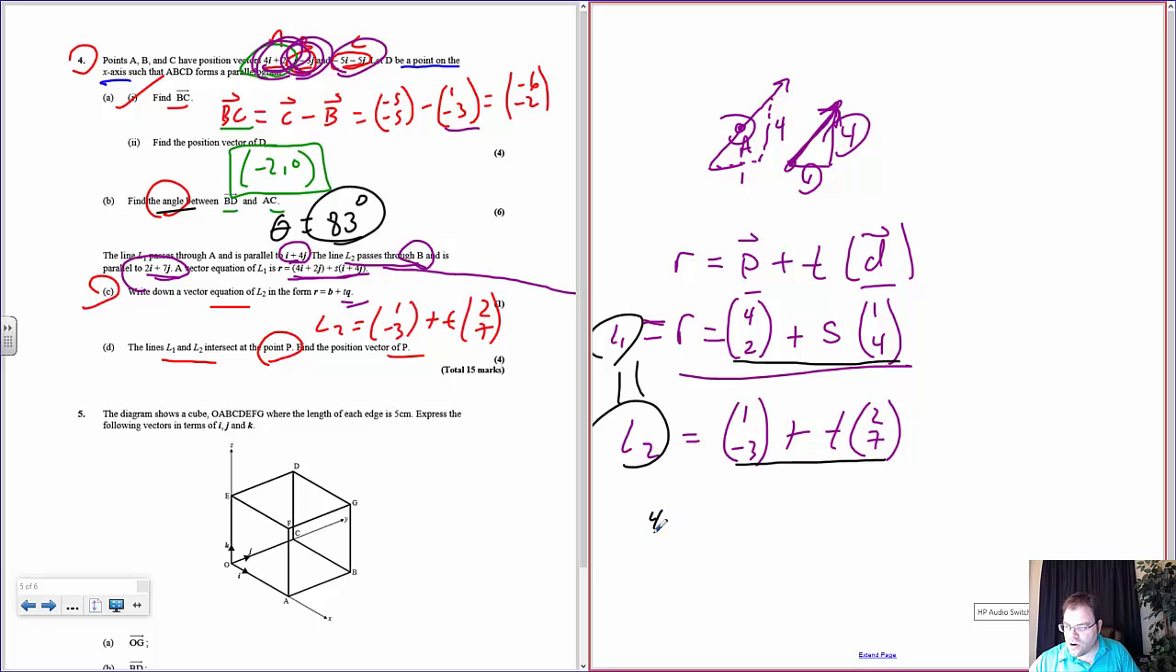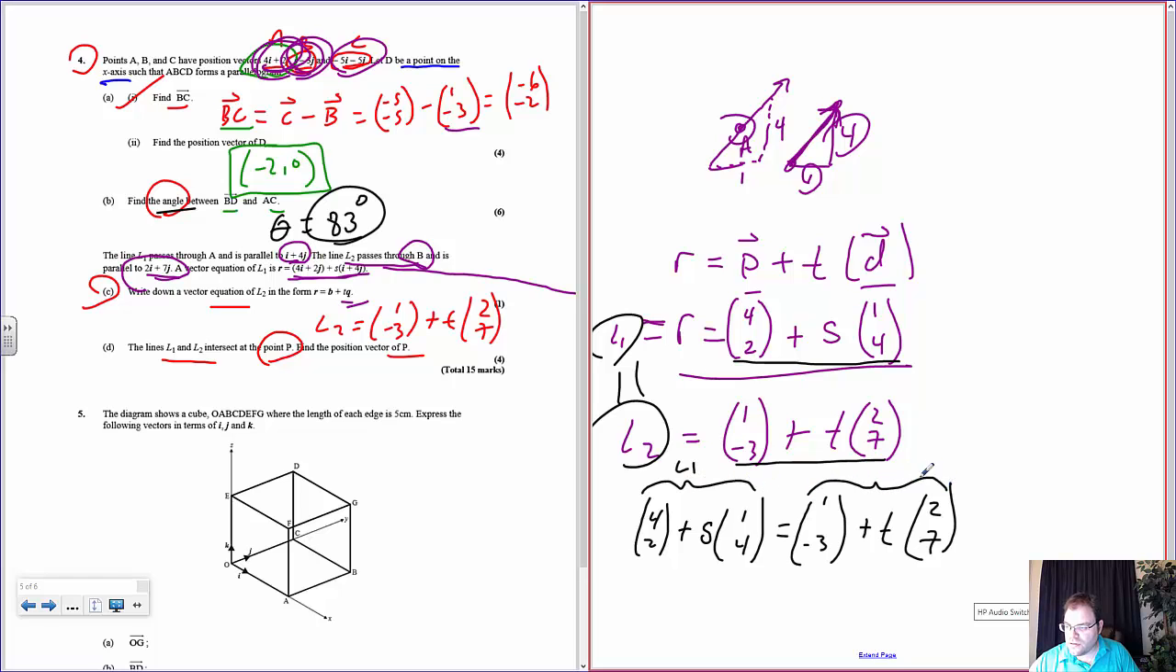So I have (4, 2) plus s times (1, 4), and this will equal this one, (1, -3) plus t times (2, 7). So what I basically have here is L1 right here, and this is equal to L2 right here. Okay?